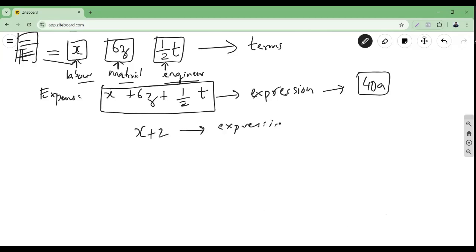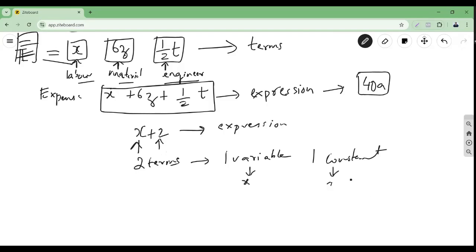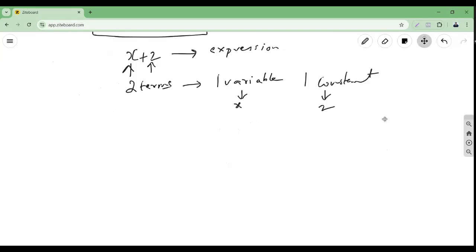Basically, this expression has two terms. This is one term here, and this is another term here. In these two terms, one is a variable, that is x, and one is a constant, that is 2. I hope you're understanding the difference or connection between various different things. So many different terms join together to form an expression.